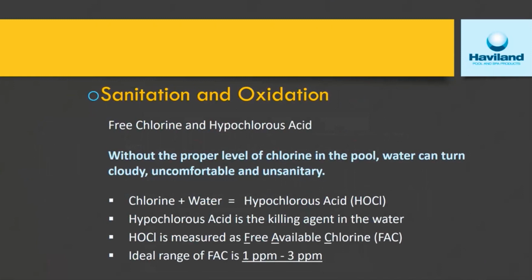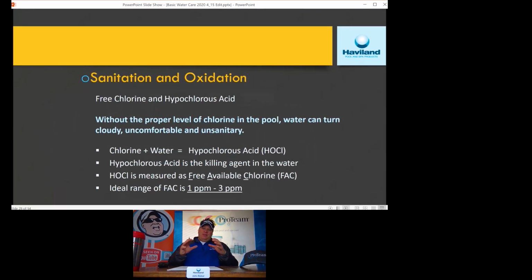So we're using chlorine for the purposes of this presentation, simply because it dominates the market still. But here's how I want you to understand this. Chlorine, when added to water, becomes hypochlorous acid, and that is the stuff that kills the bacteria that makes us sick. We measure that killing agent as free available chlorine in the water. Free and available means it is active and can be used to go after those things. The ideal range is 1 to 3 parts per million.